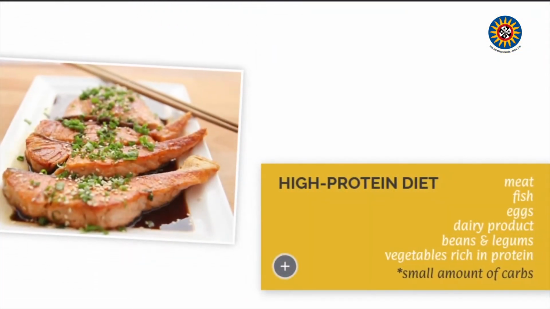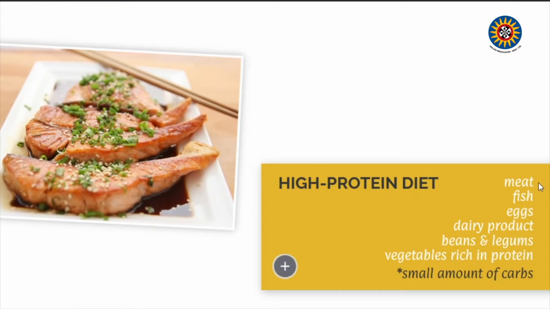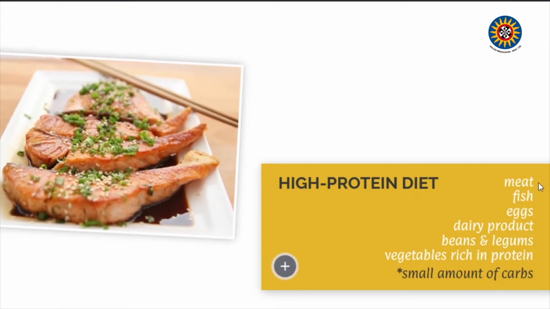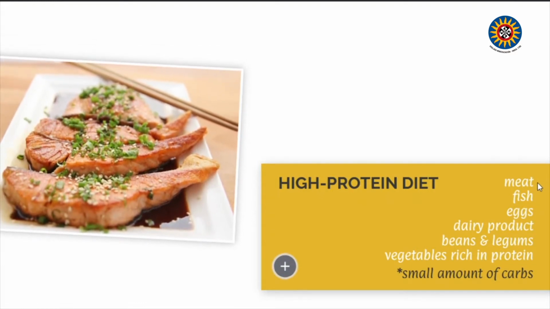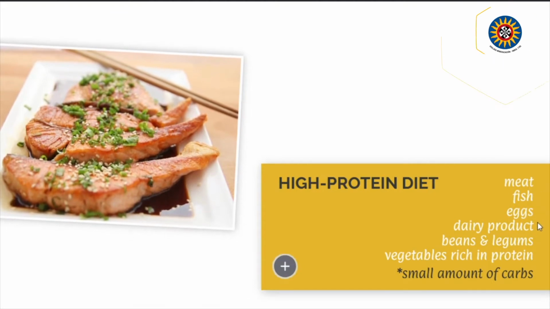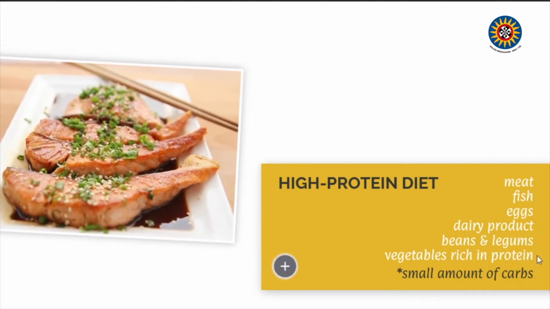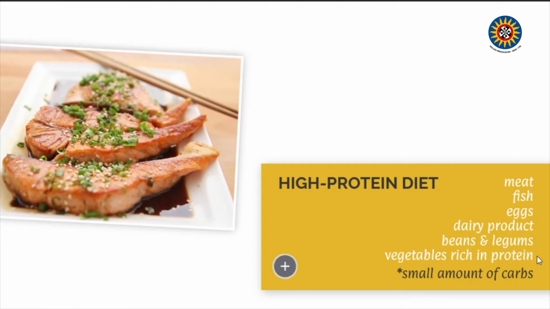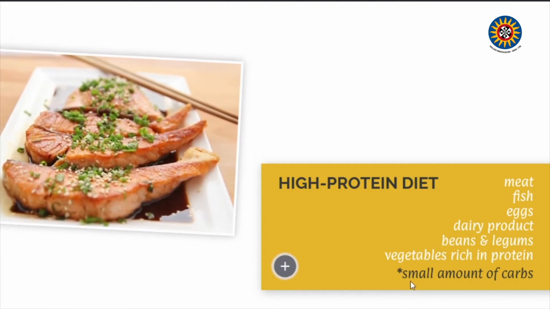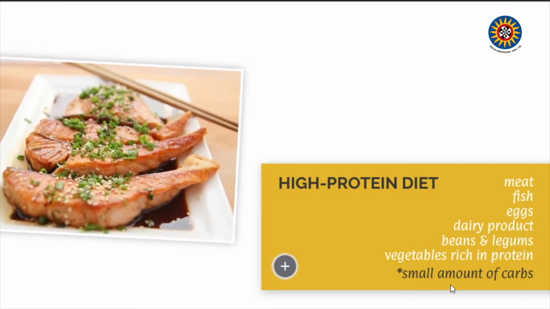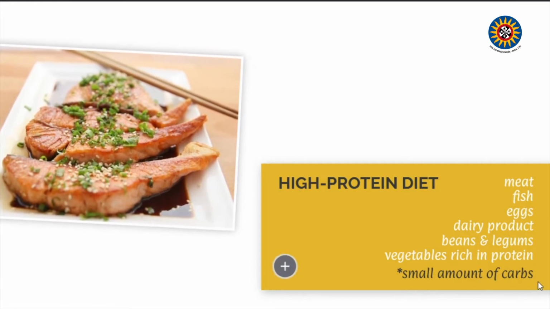Here we have a high protein diet. In a high protein diet, we consume a lot of meat, eggs, dairy products, beans, legumes, and vegetables rich in protein. However, people in this diet consume a small amount of carbs.